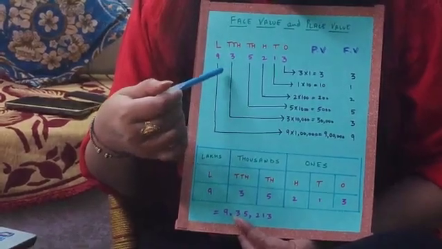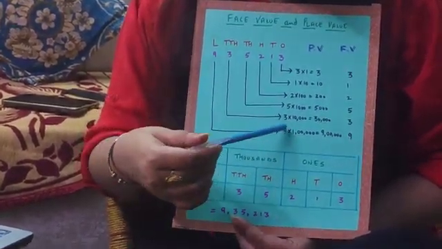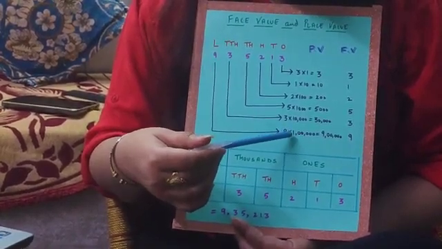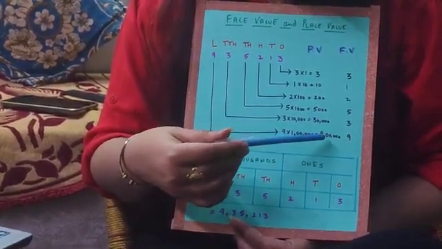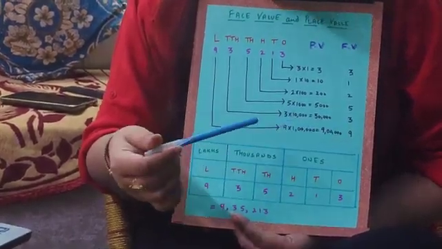And for obtaining the value of the last digit, that is the lakhs digit, we just multiply 9 with that of lakh, and we just get the answer as 9 lakhs. So the face value of 9 here is 9 lakh.